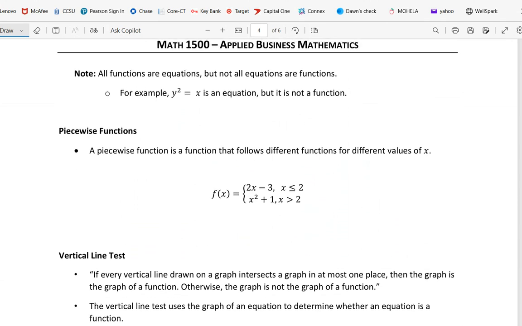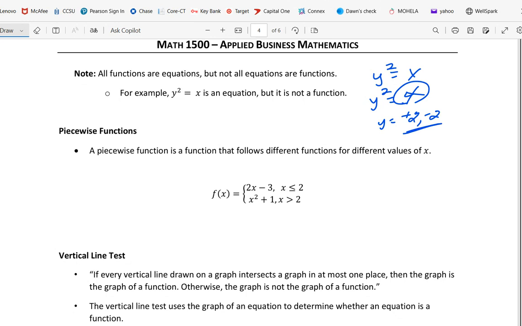A piecewise, let's look at this. All functions are equations, not all equations are functions. For example, y squared equals x is an equation, but it's not a function. Okay. Because if I have y squared equals x, and we'll say that x equals 4, y could either be a positive 2 or it could be a negative 2. Notice that for the one element in the domain x, I would have two elements in the range, so this is not a function.